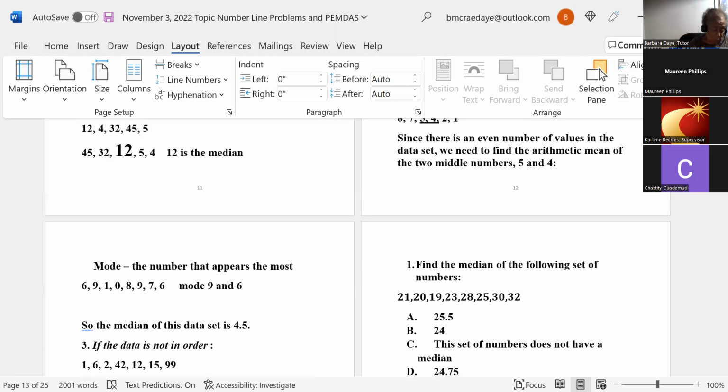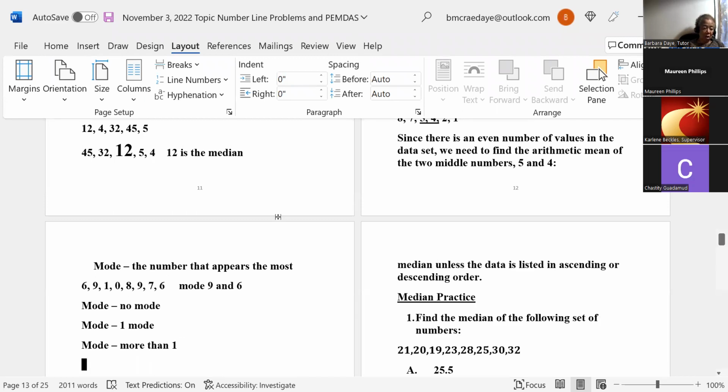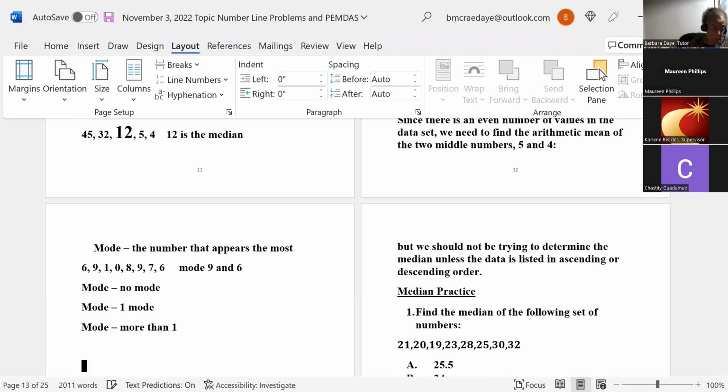and every other number is there once. So with mode, you could have no mode, in other words, all numbers appear the same number of times, or you could have what? More than one mode. You could have one mode, two modes, or more than one. So these are the choices: one mode, more than one, or no mode. An example of no mode is all the numbers appear the same number of times.